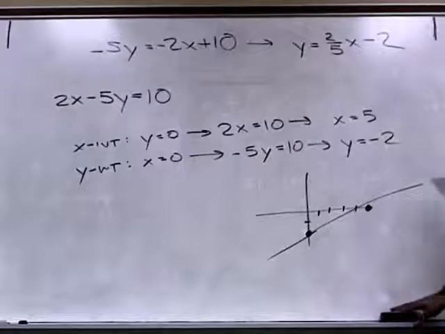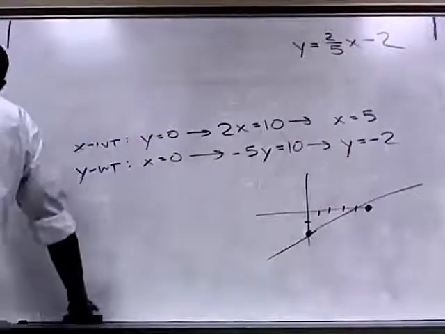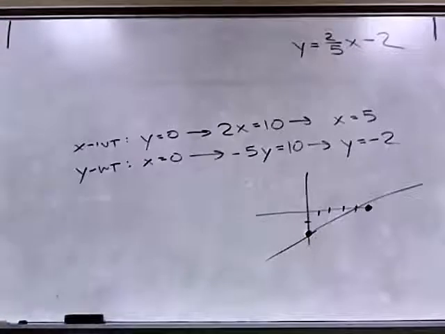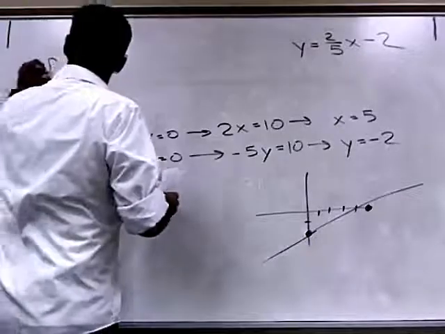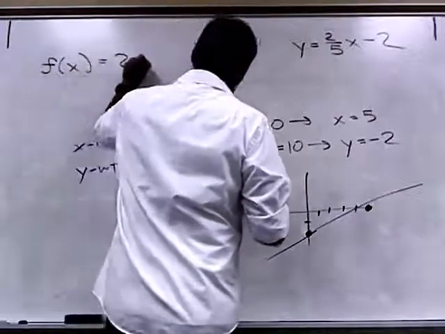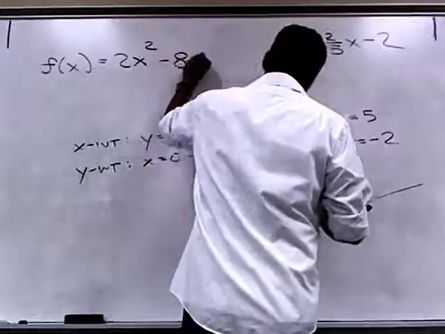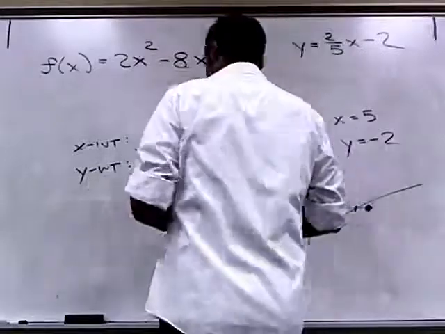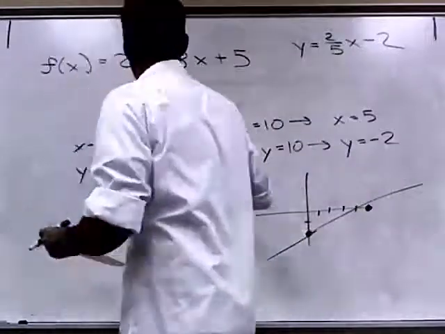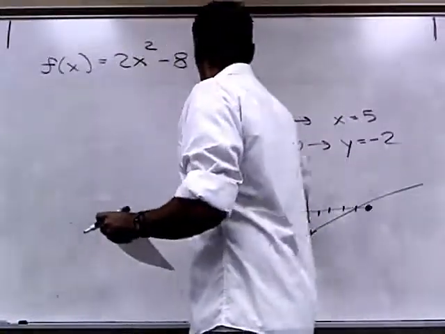Okay, let's look at number 6. We're at 10 points. Sketch this. Oh, that's missing a squared. Please fix that. It should be 2x squared minus 8x plus 5.